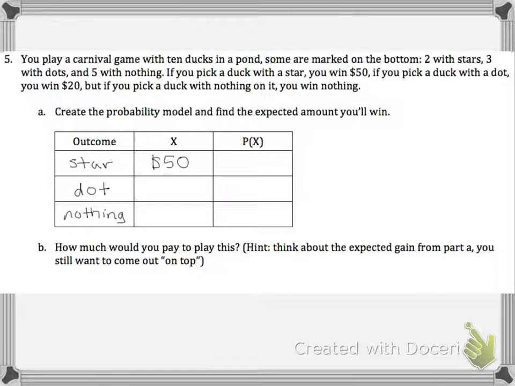If you pick a duck with a dot, you win $20. So we put 20 here. If you pick a duck with nothing on it, you win nothing. So we get a 0 there.